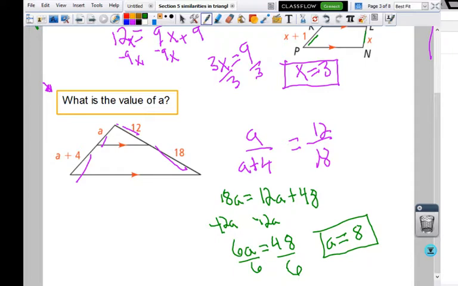I got negative 2.5 because I did the... Okay, that's fine. Actually, that is a good point. Remember, think back to a couple lessons ago we talked about the different things you can do with proportions. We can flip diagonally, can't we? So we could do a over 12 equals a plus 4 over 18. You actually could do it that way and get the same answer, but that's just not how we're setting it up. It's not wrong, I just don't like doing it that way.